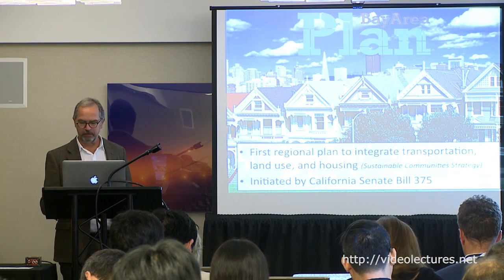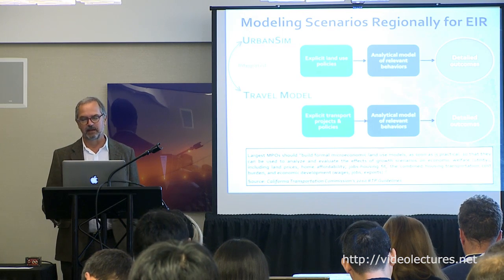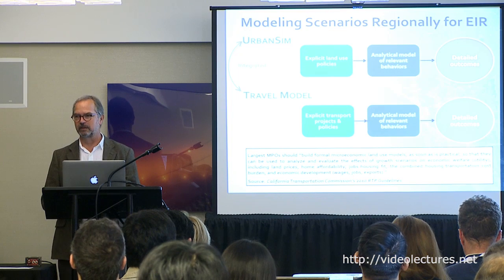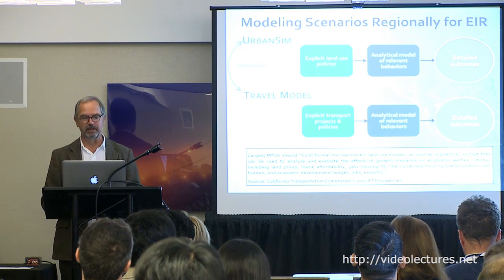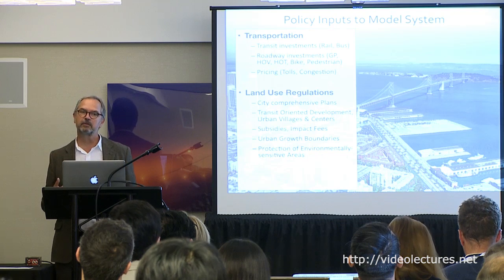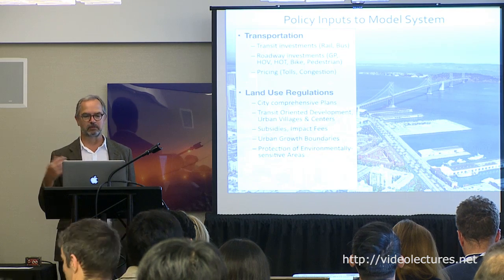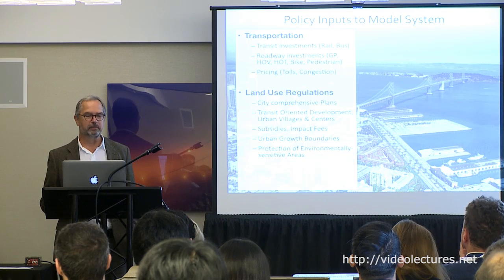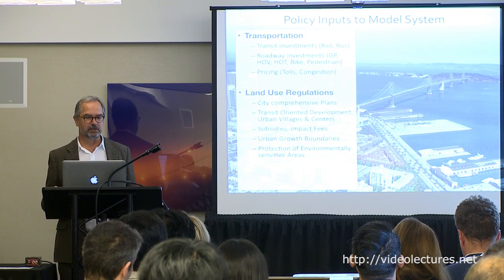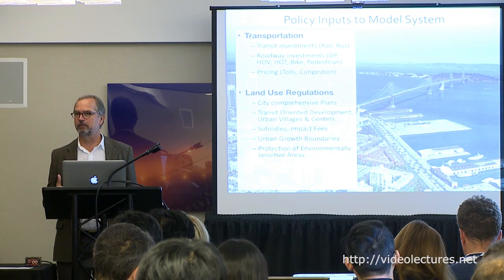So turning our attention back to the planning process here, the way UrbanSim was used is it was combined with an advanced activity-based transportation model to enable the evaluation jointly of scenarios that involve different transportation plans with different land use policies. And these are some of the inputs to the model system as scenarios, policy scenarios. On the transportation side, different transit investments, transit stops, level of service, new rail stops, as well as new bus routes. Roadway investments, including general purpose lanes, high occupancy vehicle lanes, high occupancy toll lanes, bike and pedestrian facilities, and then different kinds of pricing policies.